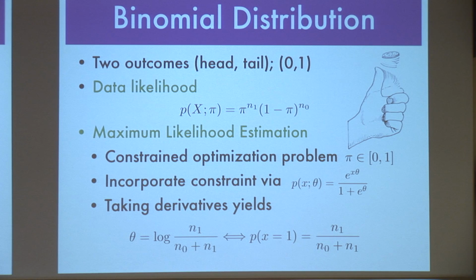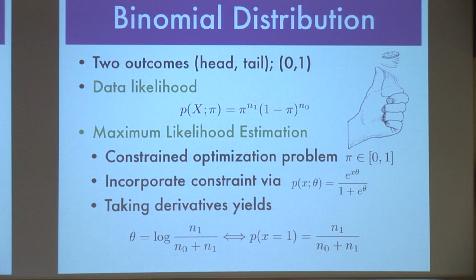In a moment, I'll show you how you can derive this, by basically saying, well, P of x parameterized by theta is proportional to e to the x times theta. And then the denominator is just there to make sure that probabilities always sum up to 1. But okay, be it as it may, if this is our parameterization for the likelihood, if I take derivatives, that's what I get. Namely, theta is the log of n1 over n0 plus n1. In other words, p of x equals 1 is given by the ratio between the number of times a 1 occurs divided by the number of times a 0 or a 1 occur.